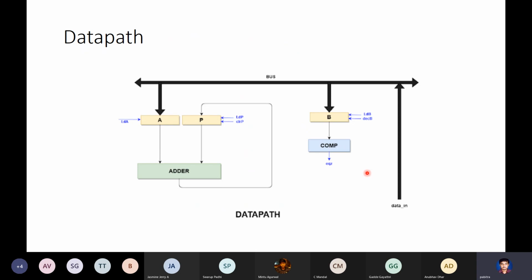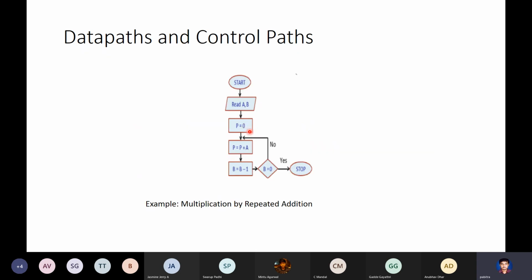Okay, so let us think of the sequence of operations that we can do. First we'll load A. So this data in will put the values on the bus. Now each of these registers, adders, and the comparator will have some control inputs. So register A has a control input, load A. Register P has a control input, load P. It also has another control input, clear P, which we will need for P equal to 0.